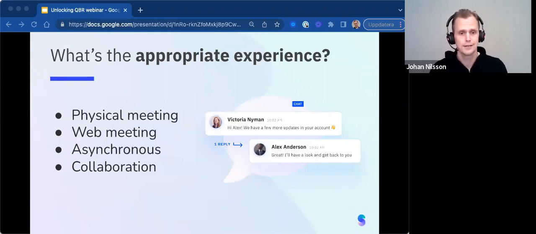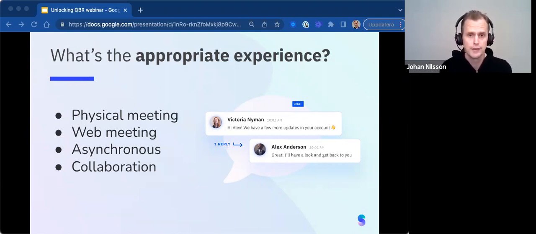Physical meetings, I think that's very traditional. There's still a lot of value to meet in person, but things are changing, right? Web meetings, of course, most of us do a lot of web meetings with the customers. Async, basically having recorded material that they can consume on their own when it suits them. It's growing a lot, of course. Collaboration. Most of us work in a collaborative way with our customers.